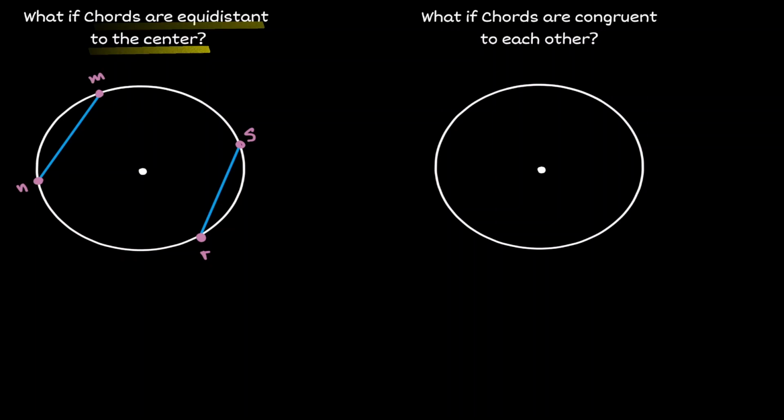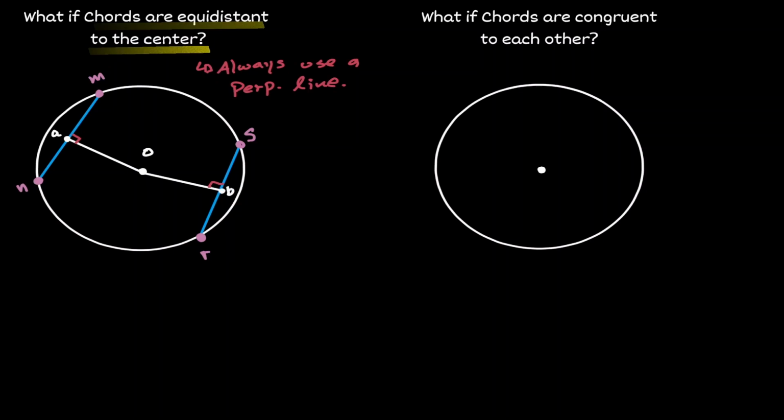And to find the distance between a point and a line, we always use a perpendicular line. And what we're saying is that if we consider a perpendicular line from O to the chord NM, let's call that intersection A. And if we draw a second perpendicular line from the center, but now to the chord RS, let's call that intersection B.